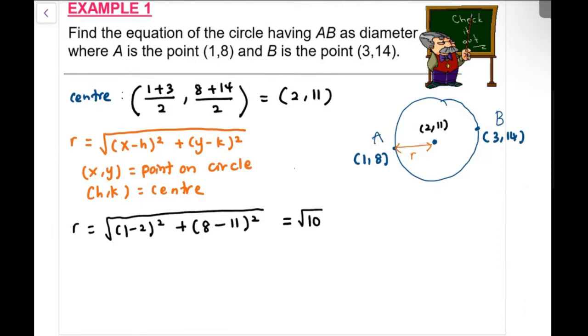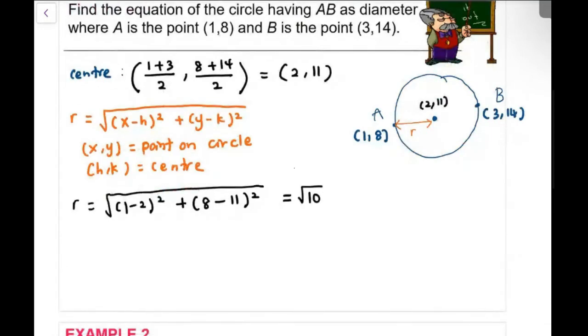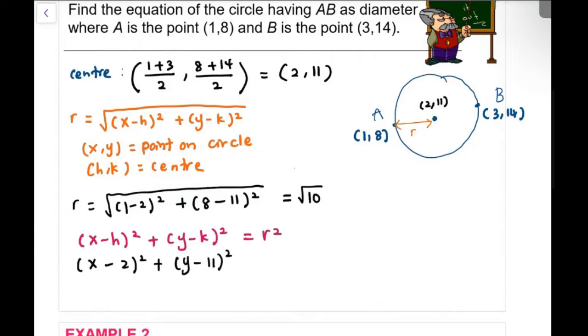Once we obtain the center and the radius, we can substitute this into the standard equation of a circle. I rewrite it first. So the equation would be x minus h squared plus y minus k squared equal to r squared. Next, substitute the center and the radius into this formula. So our equation would be x minus 2 squared plus with y minus 11 squared equal to 10 squared. And that will be the standard equation of a circle.